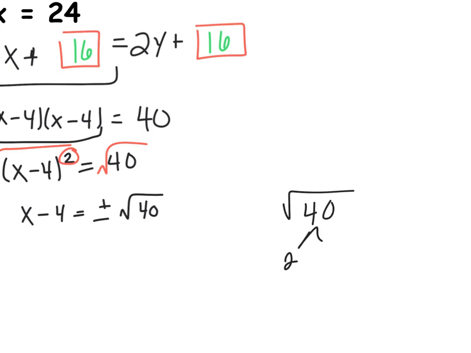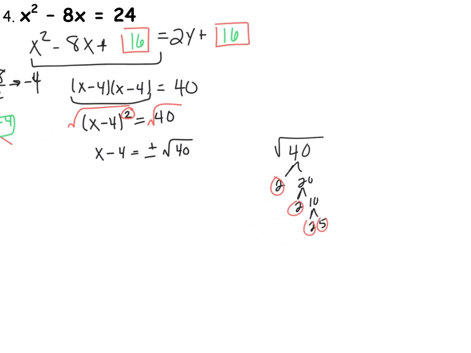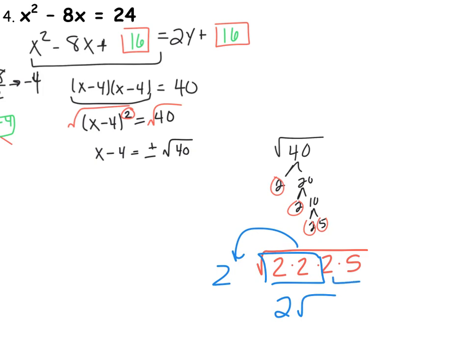What makes 40? 2 and 20. What makes 20? 2 and 10. What makes 10? 2 and 5. Circle those primes. We write them under the radical. 2 times 2 times 2 times 5. Double on the inside, single on the outside. Double. Boom. This becomes 2 radical, whatever 2 times 5 is, which is a 10. So this solution ends up having a 2 radical 10.